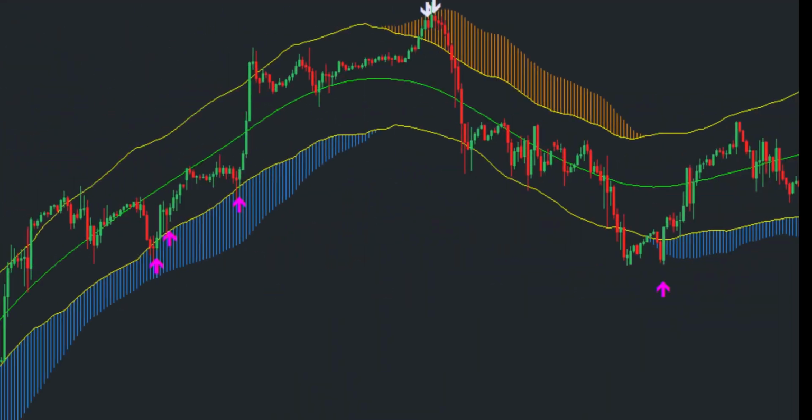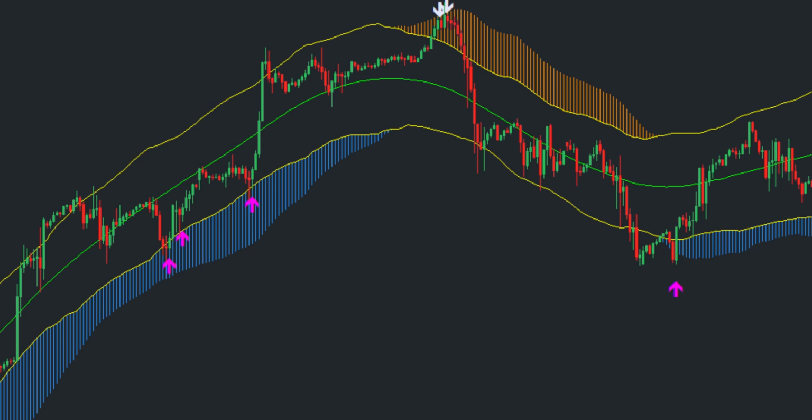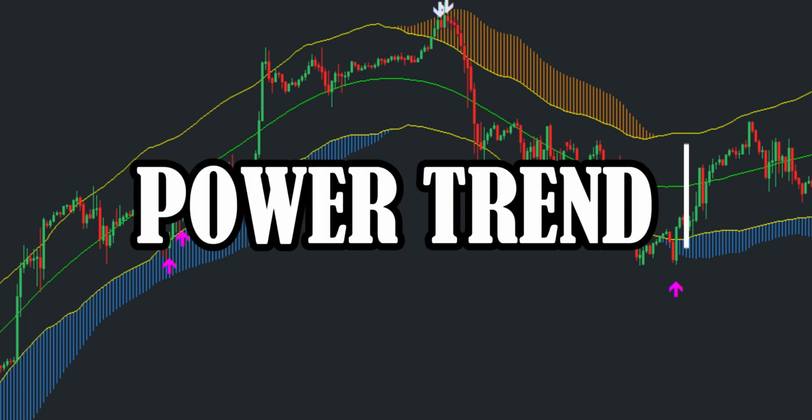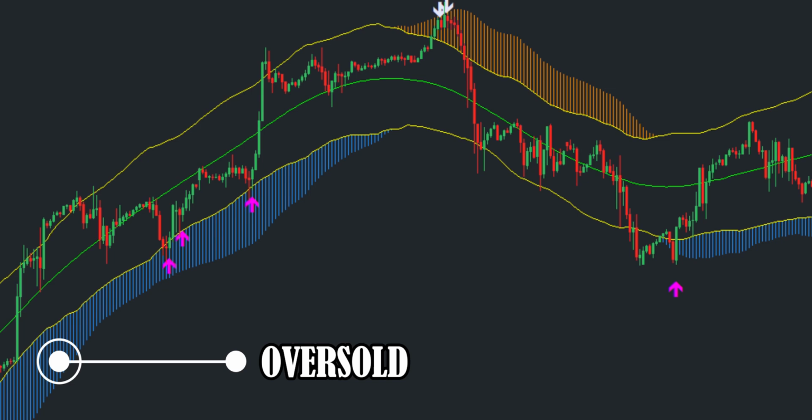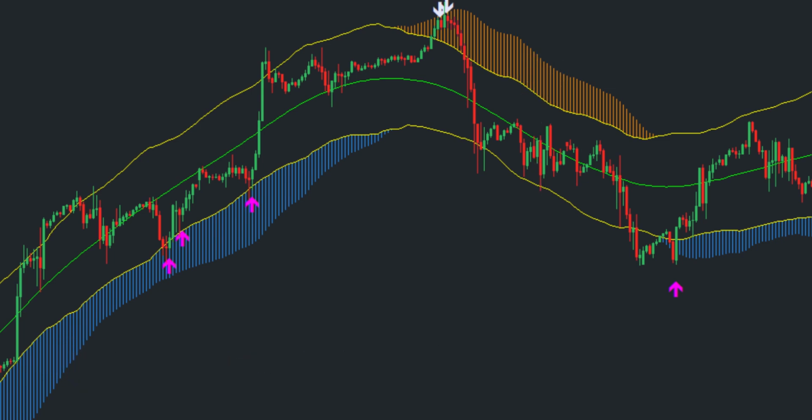So we fire up our trading platform and load our first indicator, which we call the power trend. Guys, this is how the power trend looks like on our charts. It has a few components which I'm going to take you through in just a second. The first element is this blue zone. This simply indicates oversold area, and the orange zone indicates overbought area.